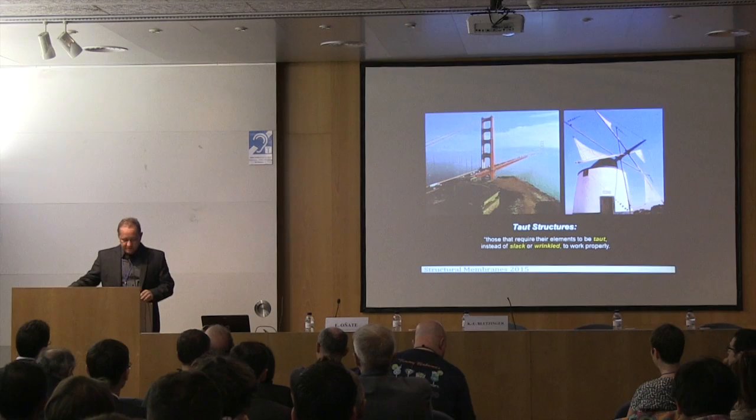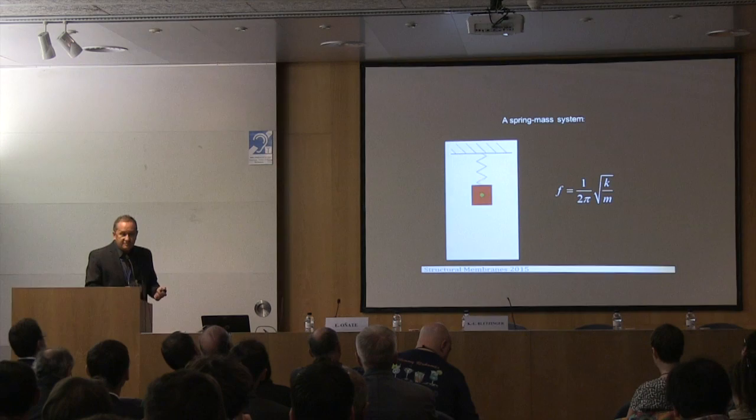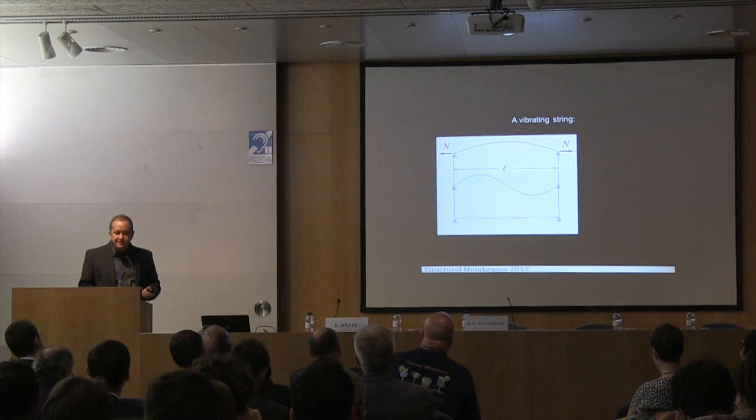So, just to reinforce the concept, if we consider a spring-mass system, the frequency of this system goes with the square root of k over m, where k is the spring stiffness and m is the mass attached to it. And also for strings, it goes like that.